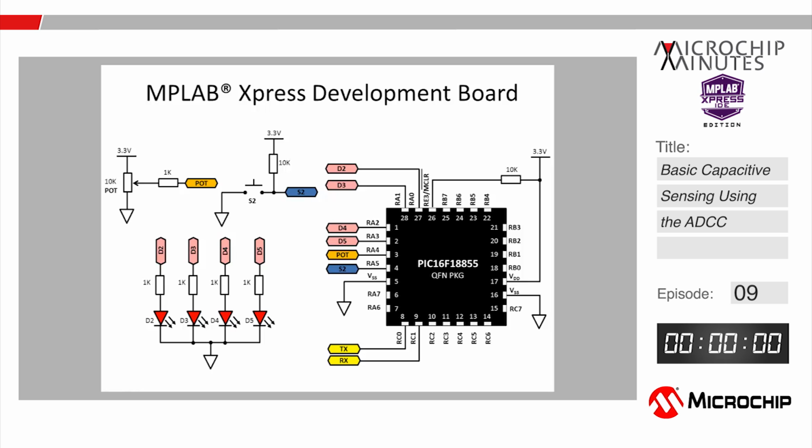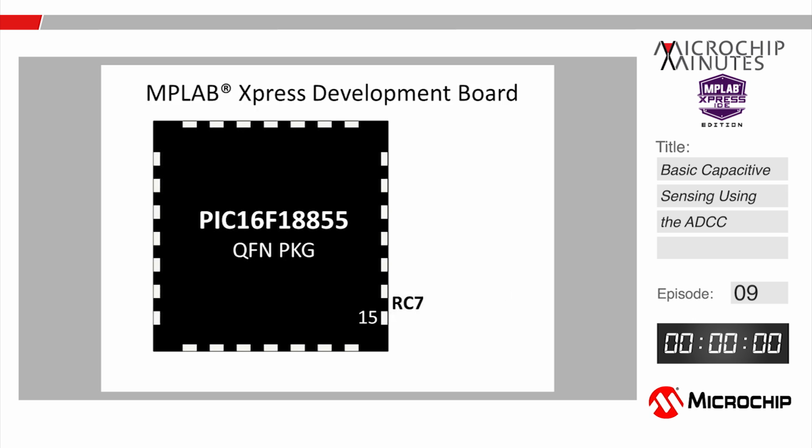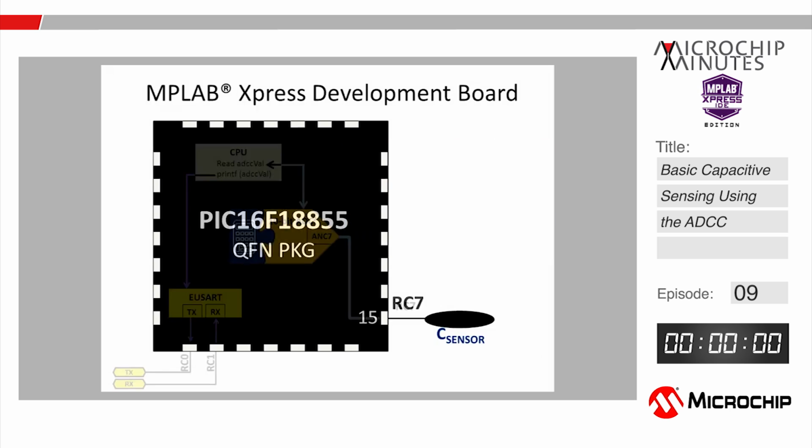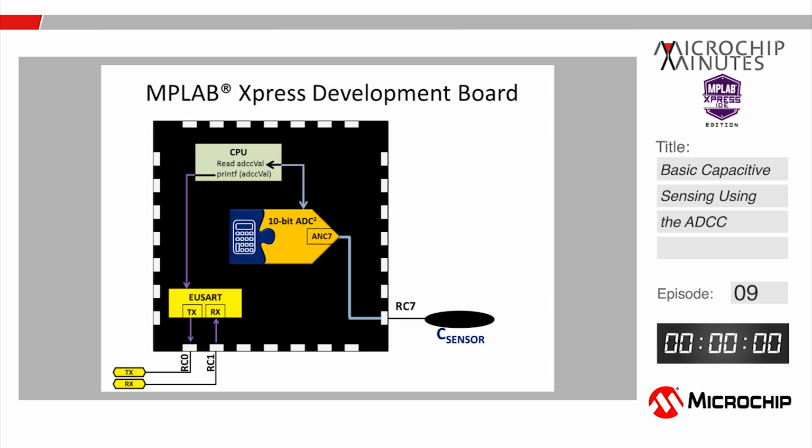And in this episode, we're going to use a 10-bit analog-to-digital converter with computation peripheral, or ADCC for short, to implement basic capacitive sensing. I've created a very rudimentary capacitive sensor using conductive ink on a piece of paper and connected that to one of the pins on the MPLAB Xpress development board. The sensor voltage will be routed to the ANC7 input of the ADCC peripheral.